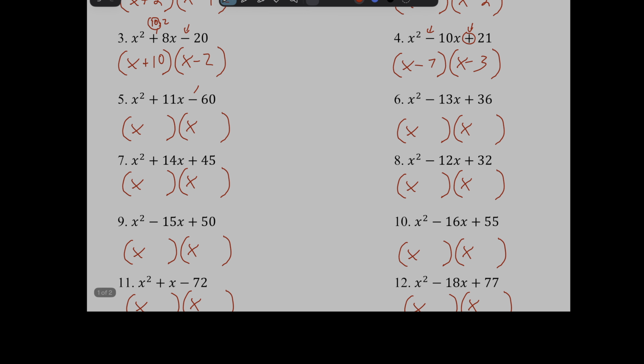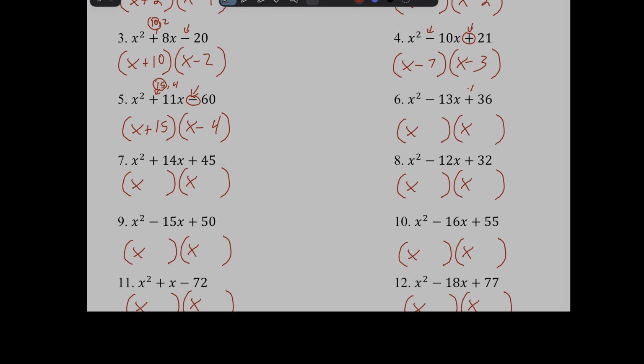All right, number 5, third term is negative, so my signs are going to be different. Multiply to 60, subtract to the middle. And so that is going to be, I don't know right now. Now I'm just doing some math in my head. It has to be bigger than 11. I see 15 and 4. 15 times 4 is 60. 15 minus 4 is 11. But 15 has to go with the sign of the middle. So 15 and 4.